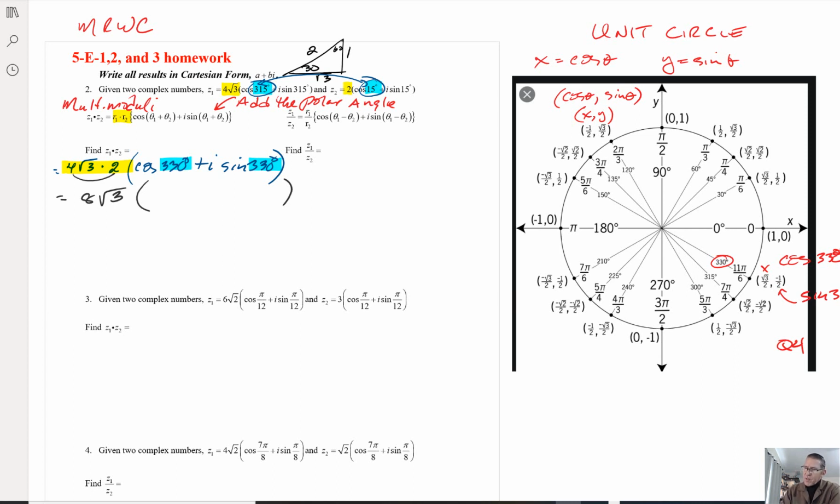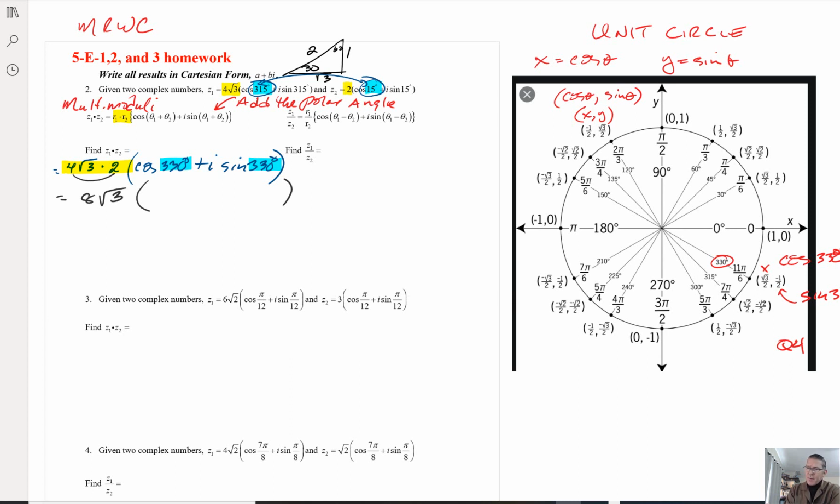Okay? So the x-coordinate is always the cosine of the angle, and the y-coordinate is always the sine of the angle. Always, always, always. Look at the very top. The x-coordinate comes first, and then the y-coordinate in any ordered pair, even on the unit circle. All right? And x is always the cosine of the angle. Y is always the sine of the angle, every single time.